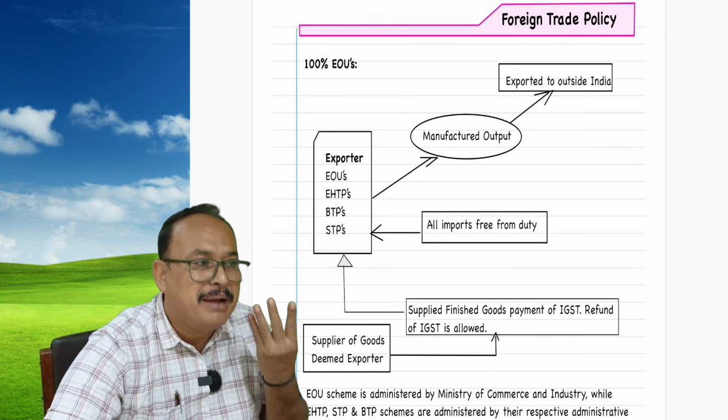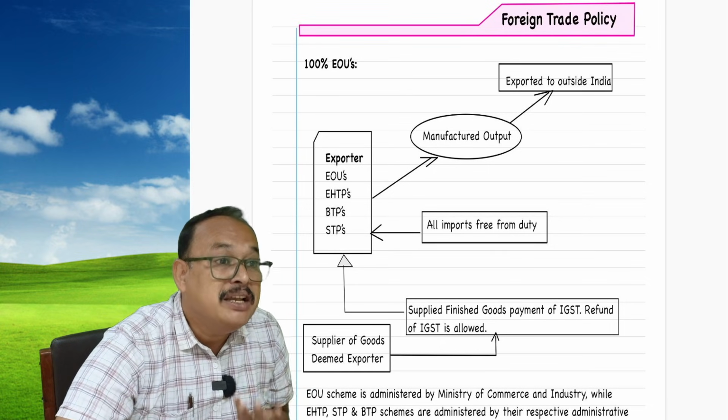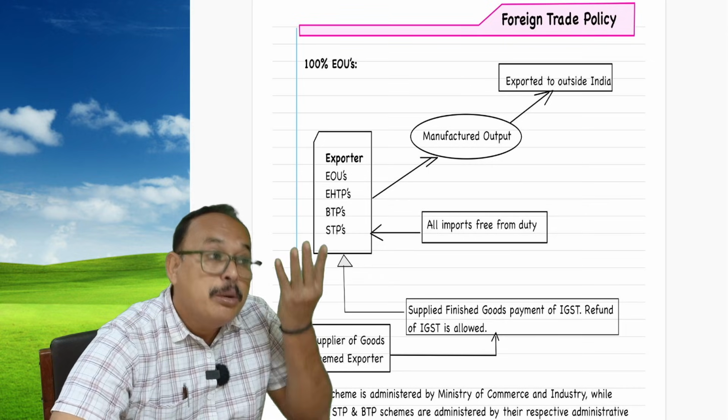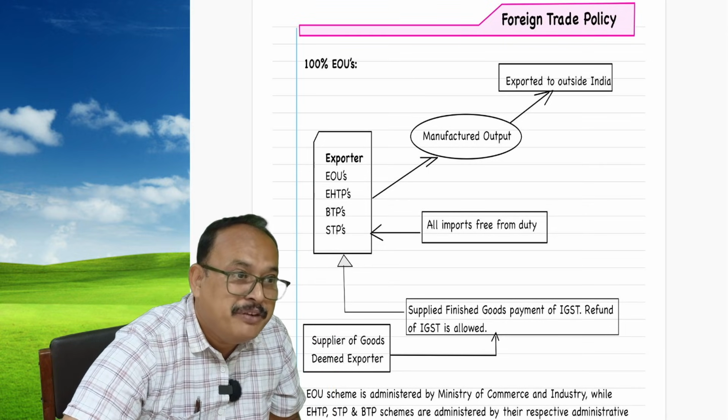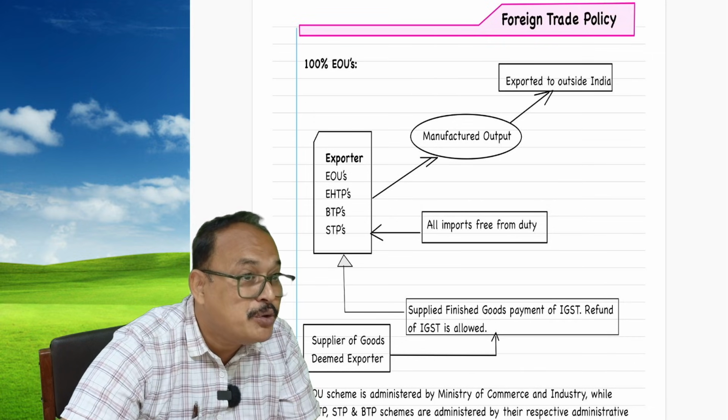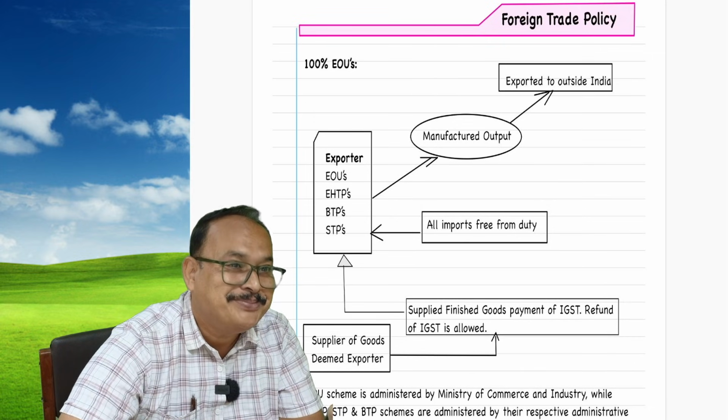If they are manufacturing and exporting the goods, and if they import the goods, they are not liable to pay duty. If they export the goods, they do not claim the benefit, because they got the benefit of non-payment of duty at the time of import. Get my point?